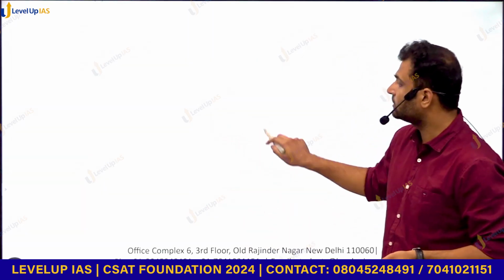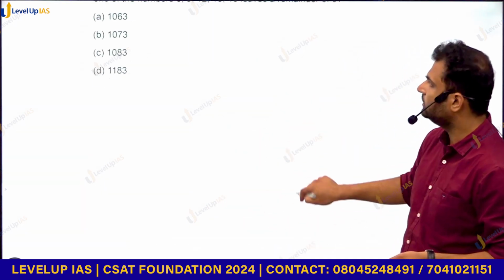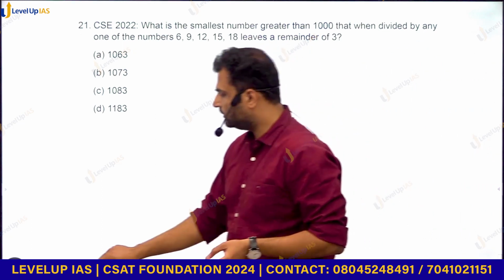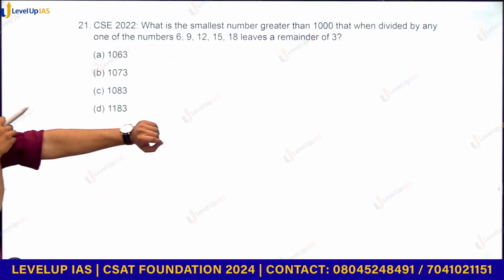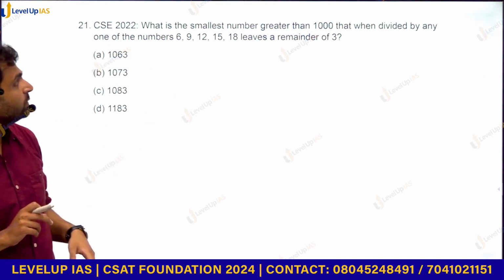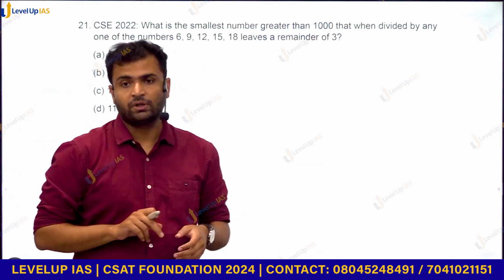I think this is the last question for the day. What is the smallest number greater than 1000 that when divided by one of these numbers leaves a remainder of 3?